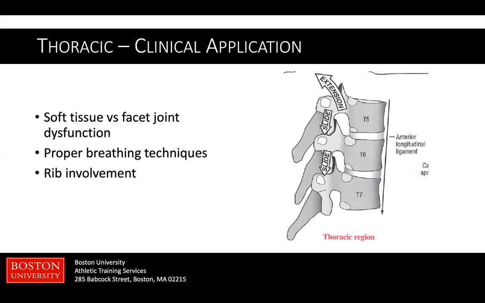And with that, you consider what the contributions could be that are causing that, whether it be a specific joint dysfunction, improper or acquired faulty movement patternings, or soft tissue contributions there. And then in the thoracic spine, the ribs play a big role in that.